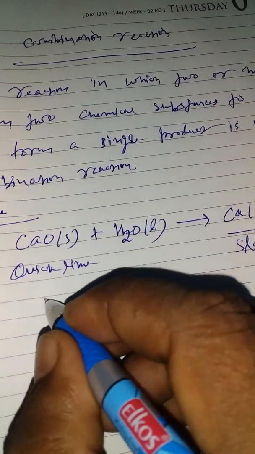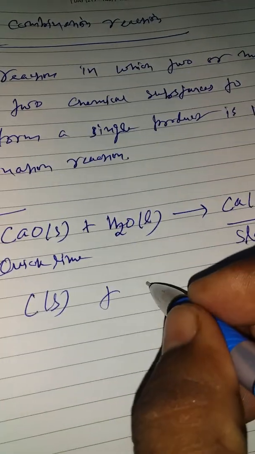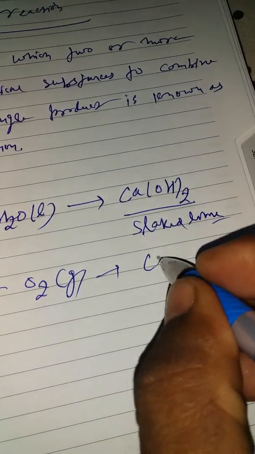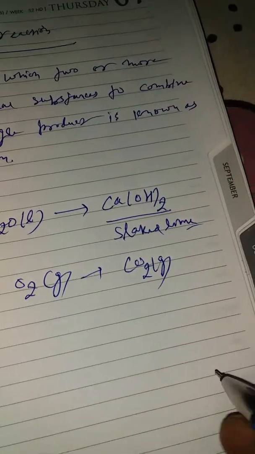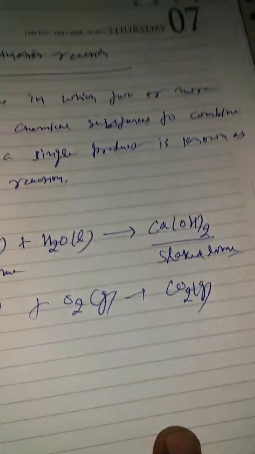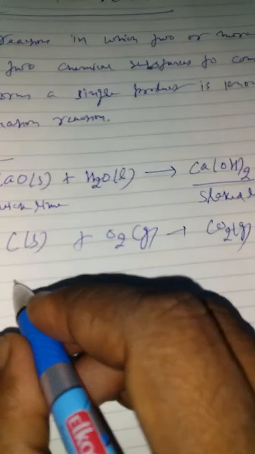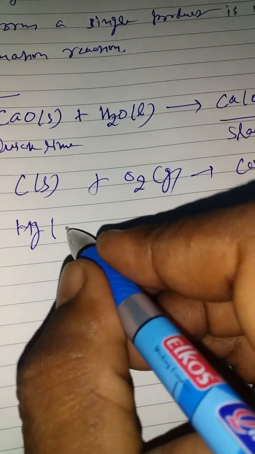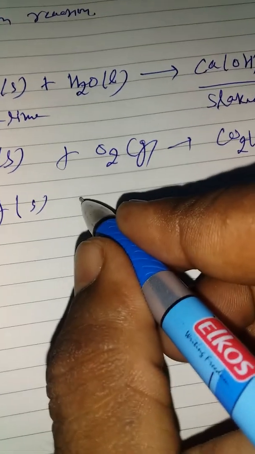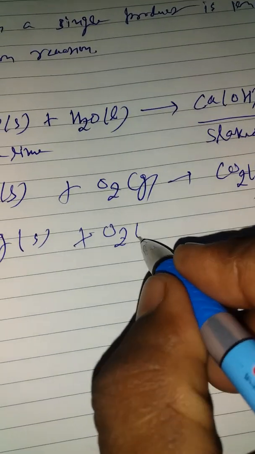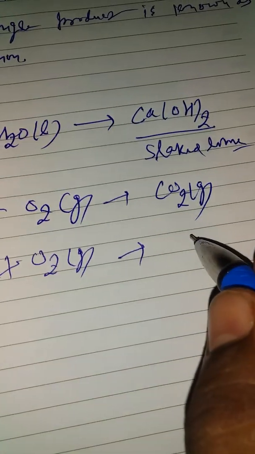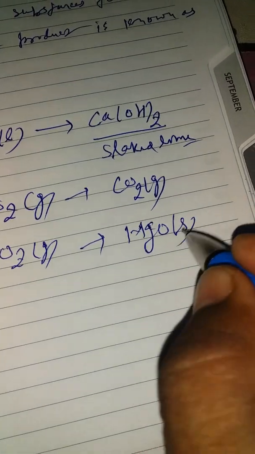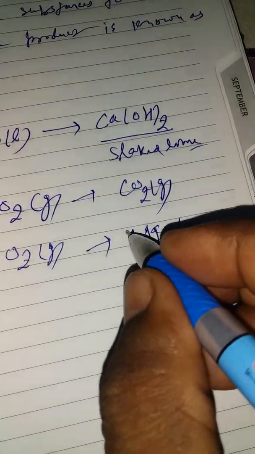Next example, carbon in the form of solid reacts with oxygen in the form of gas to form carbon dioxide gas, plus amount of heat released. Other, magnesium in the form of solid reacts with oxygen in the form of gas to form magnesium oxide in the form of solid, after balancing 2.